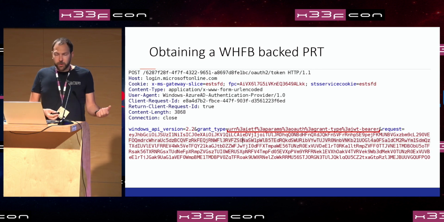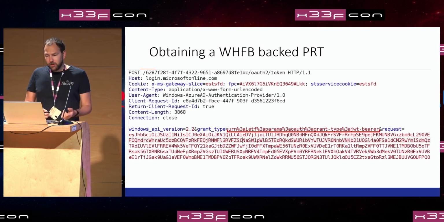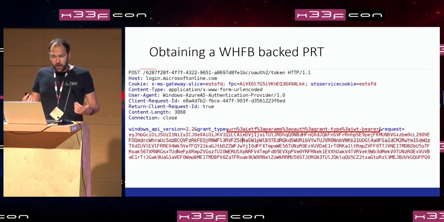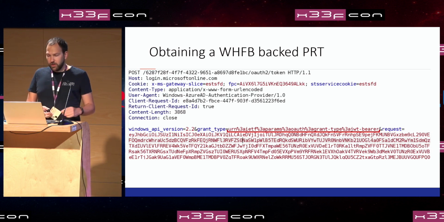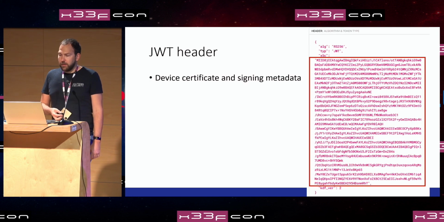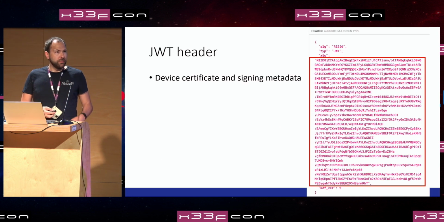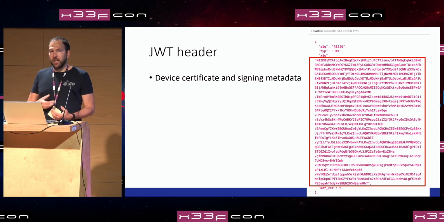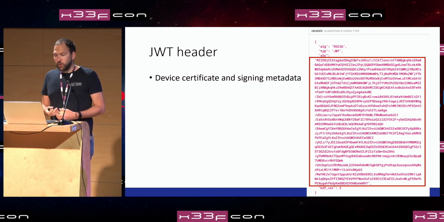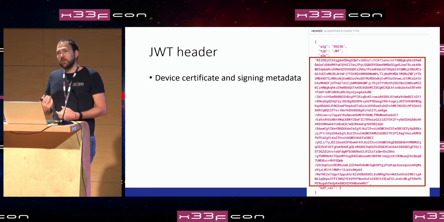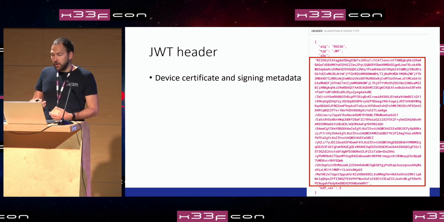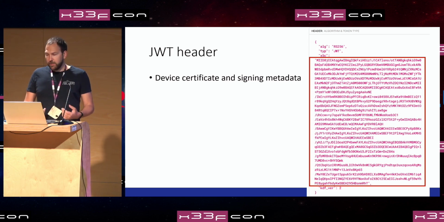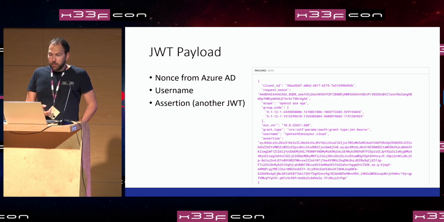So it will send a POST request to the token endpoint containing some JSON web token data, basically. We see a lot of encoded stuff here. And if we decode that, we see that this contains a JSON web token. This is a signed request, basically, to prove that it came from the device. It contains the device certificate in the header, so that Azure AD knows which device made this request. And then in the body, it shows several parts as well.